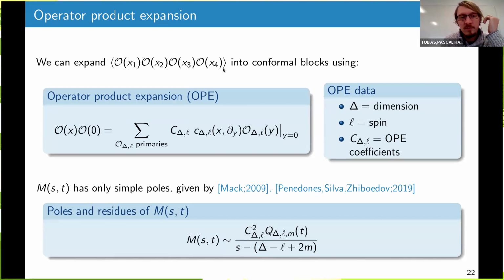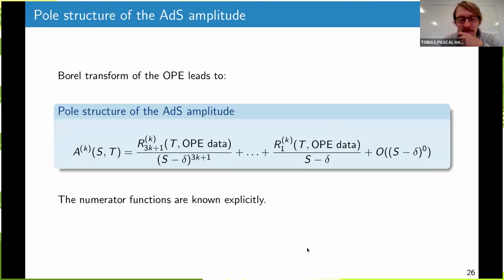So we can do the conformal block expansion of the correlator. If we do this in Mellin space, it means the Mellin amplitude has certain poles and residues, and those are all single poles. But if we now do the Borel transform and the small curvature expansion and the sum over M here, then we get this.